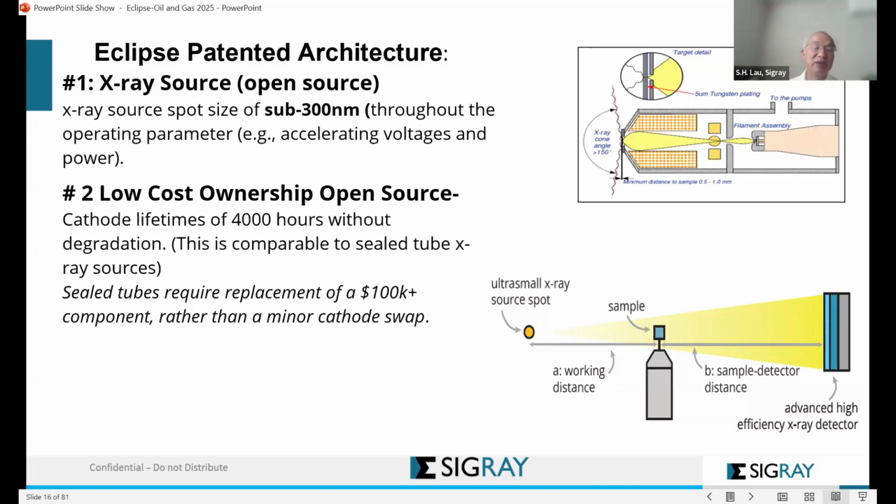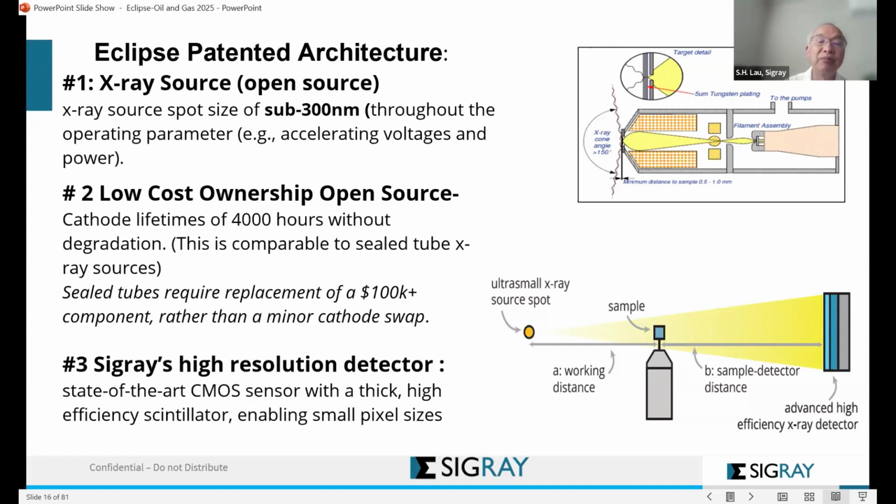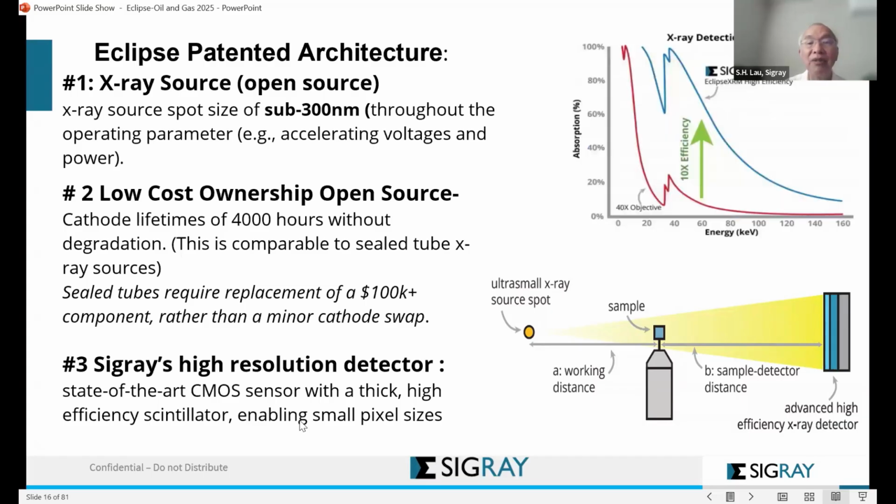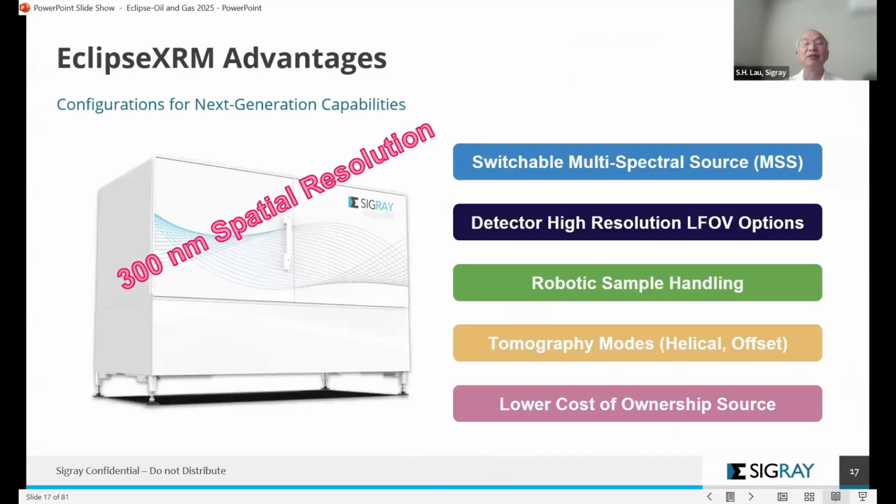So that is a lot of money for a lab. You can buy a lot of equipment for that. So that will be one of the drawbacks I want you to know. And then Sigray also has a very high resolution detector that allows us to get high efficiency as well as high resolution. So what is the Eclipse advantage?